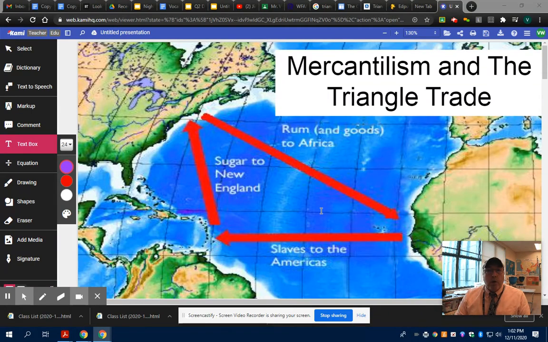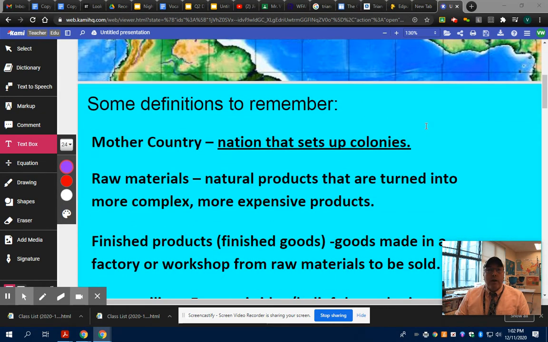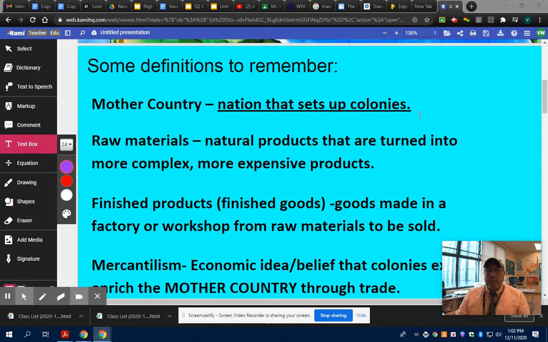Hi guys, today we are looking at mercantilism and the triangle trade, and we're going to try to run through this quickly. A few things to remember here, and we have some definitions to remember. The mother country, that's the country that sets up colonies.